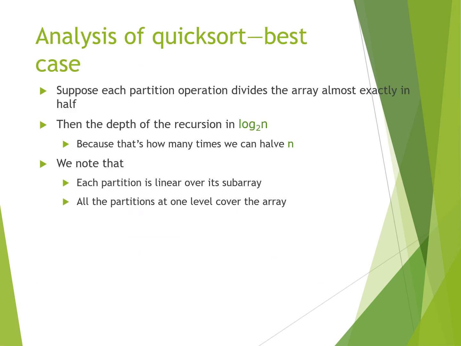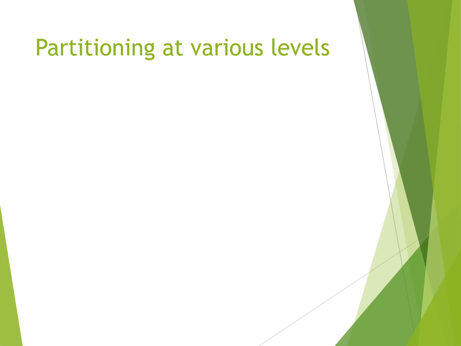Let us analyze quicksort. Suppose each partition operation divides the array almost exactly in half, then the depth of recursion is log n, because that is how many times we can halve n. We note that each partition is linear over its subarray. All the partitions at one level cover the array. This is the visual representation of partitioning at various levels.